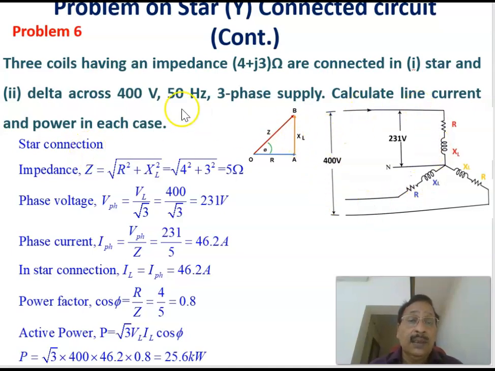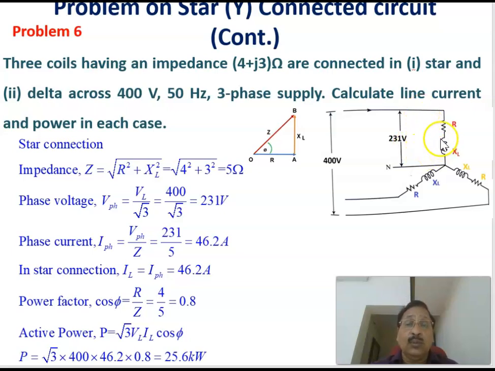Star connection, of course, the phase voltage has to be calculated, in which line voltage equals 400 volts. Therefore, phase voltage equals line voltage divided by root 3, VL divided by root 3, 231 volts is the phase voltage, and impedance equals 4 plus j3, that is 4 ohms resistance and 3 ohms reactance. Therefore, impedance equals root of R square plus X square, which is equal to 5 ohms. Therefore, per phase impedance equals 5 ohms and phase voltage equals 231 volts.